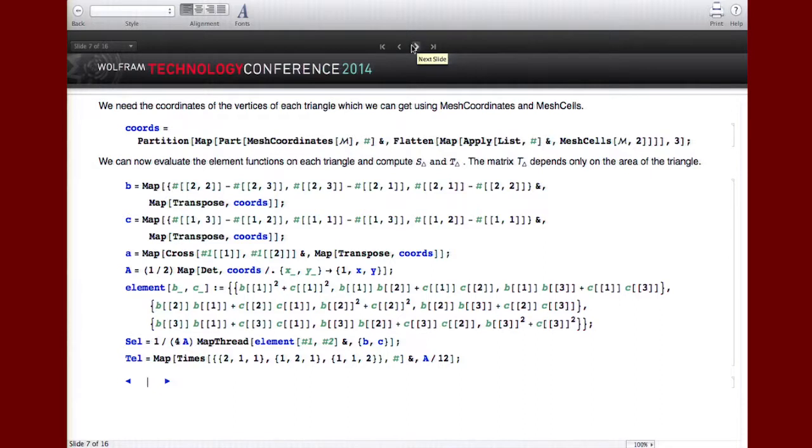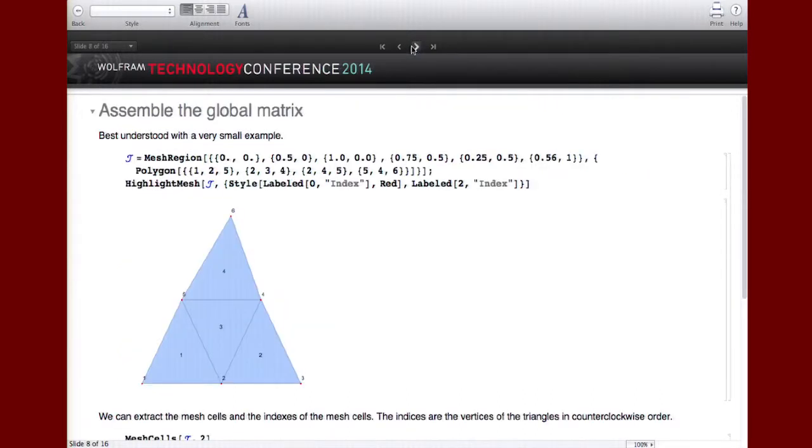We can then simply compute T for the whole thing. Okay, so we now have to assemble a global matrix, and this is best understood with a little example. So I made a very tiny mesh region here to make it easier to understand how the assembly is done.